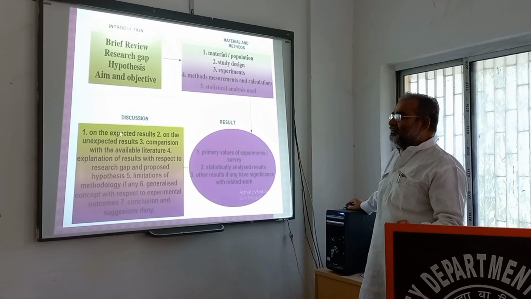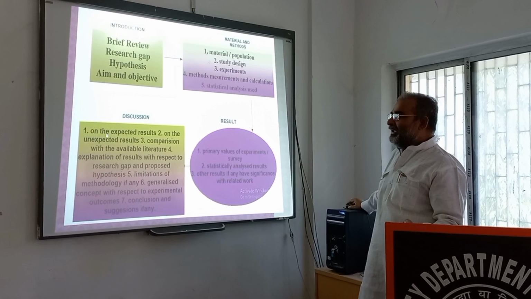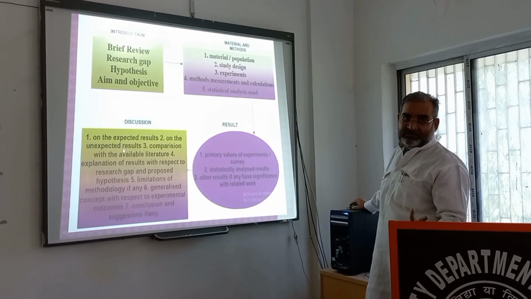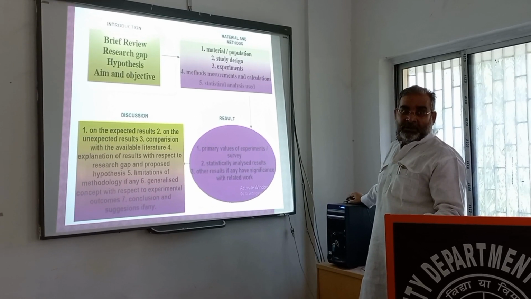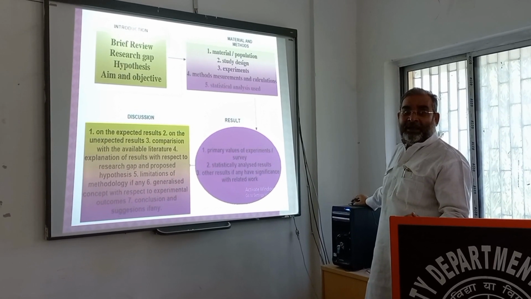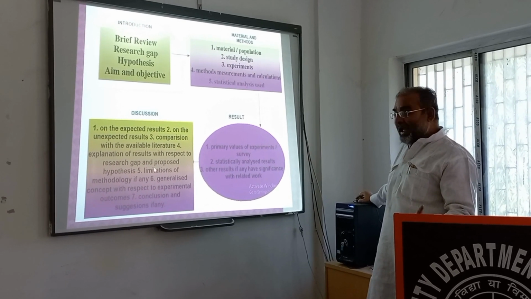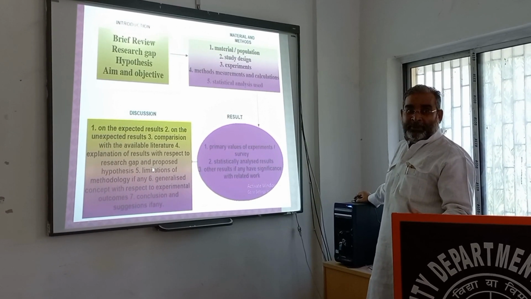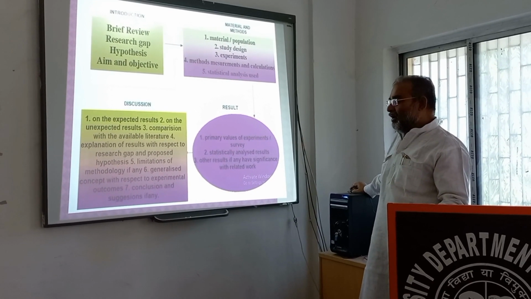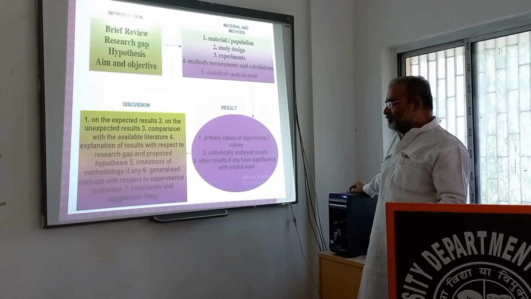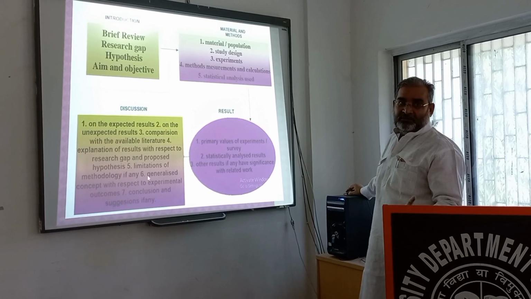In the discussion, the first important work is to write both the expected and unexpected results. Thereafter, you correlate the expected and unexpected results both with the available papers and the research gap proposed for the work or hypothesis. Now you must mention the limitations of the methodology, if any.